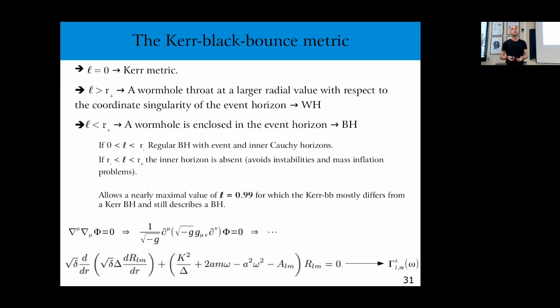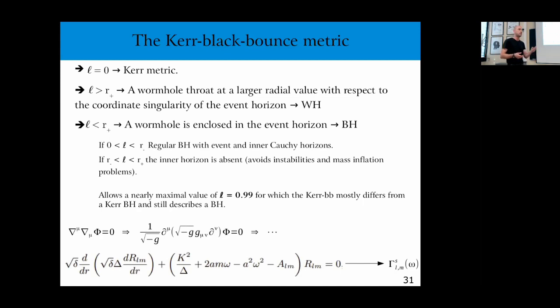What we are interested in is a solution that maximally differs from a Kerr black hole, but still is a black hole. So we considered an almost saturated value of the regularizing parameter in units of the event horizon distance. And what we did is just to solve the massless, spinless Klein-Gordon equation for this kind of geometry, obtaining the equivalent of the Teukolsky radial equation for this solution, in order to obtain the greybody factor and to calculate the evolution of a black hole in a toy model.